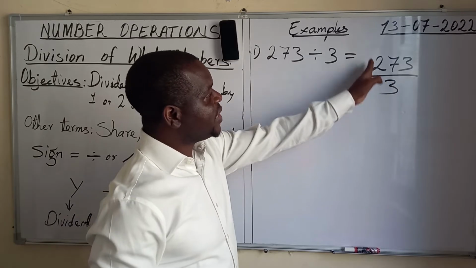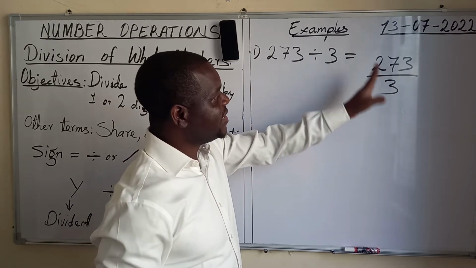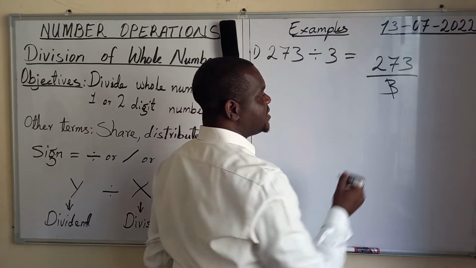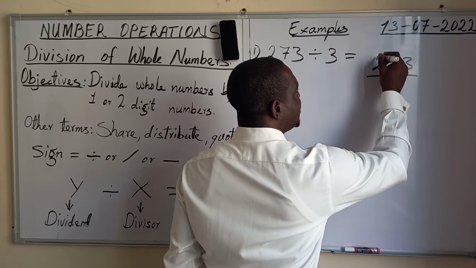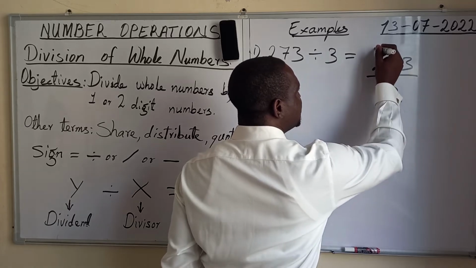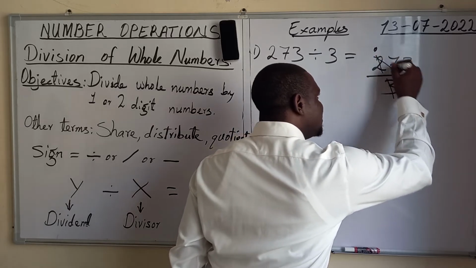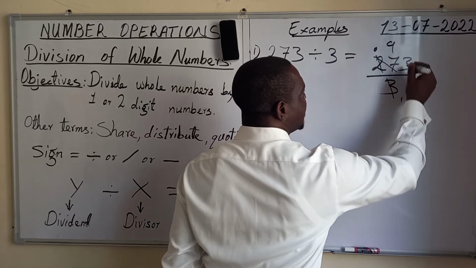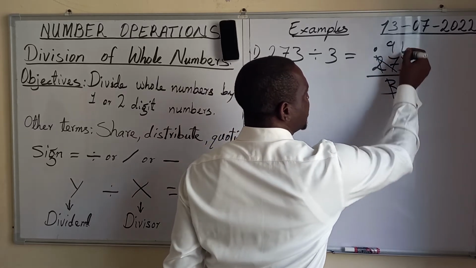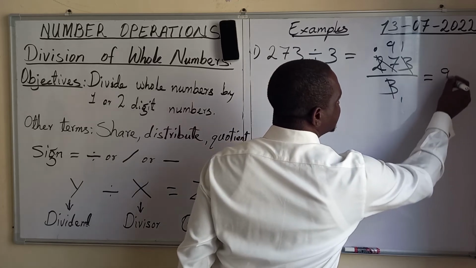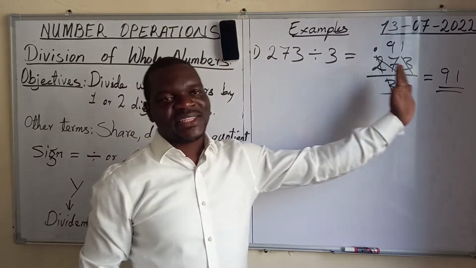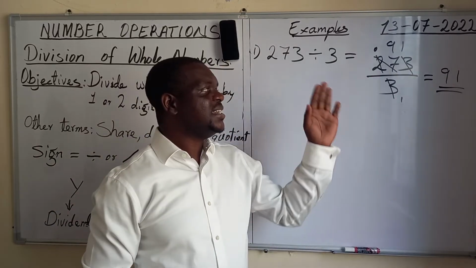If our divisor can divide this number, then we can factorize. 3 can divide 2 one time, and 3 can divide 0... we are going to take 27. 3 will divide 27 9 times, and 3 will divide 3 1 time. The answer will be 91. This is the short division method, and this is how you can divide to find the answer.